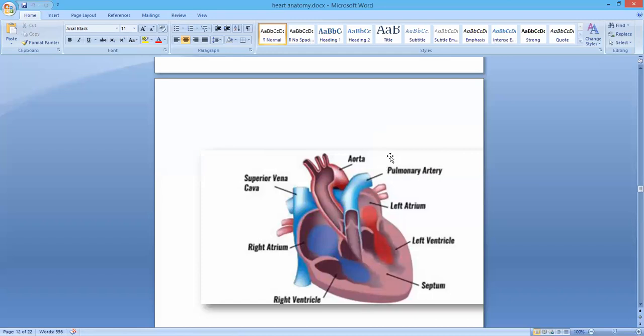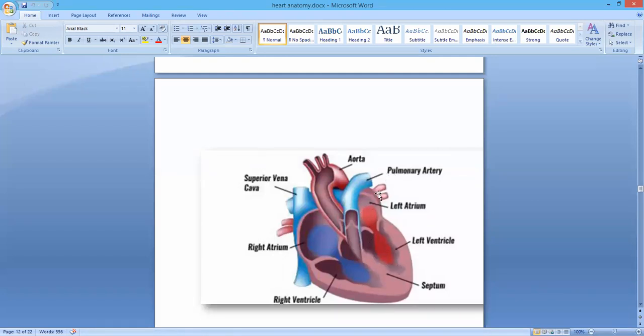Suppose we have lungs here, okay? Just suppose we have lungs here. It transports the blood to the lungs. The blood is oxygenated there, and then the oxygenated and pure blood is transported to the left side of the heart. This red one, this is pure blood, this is oxygenated blood.